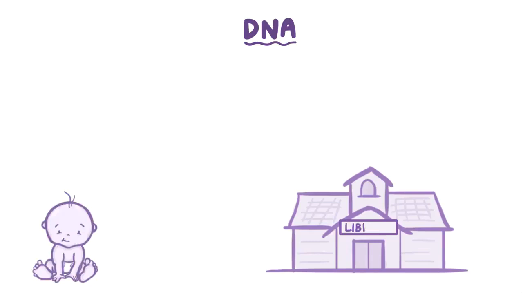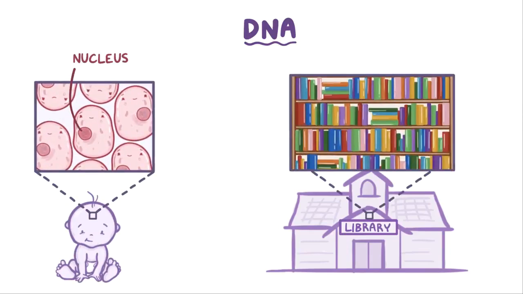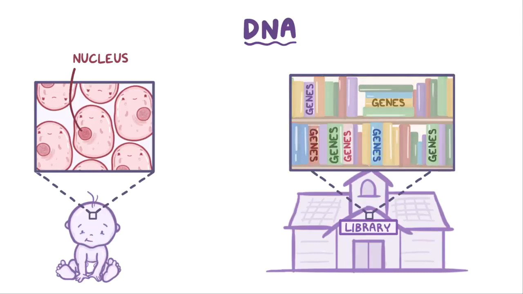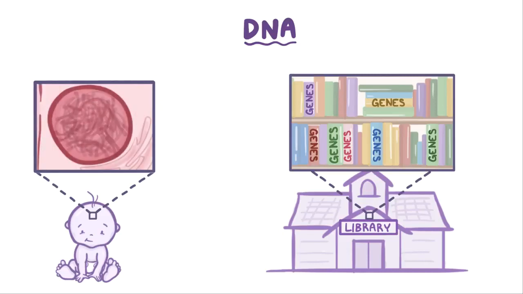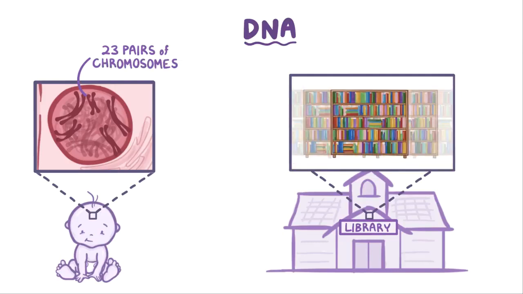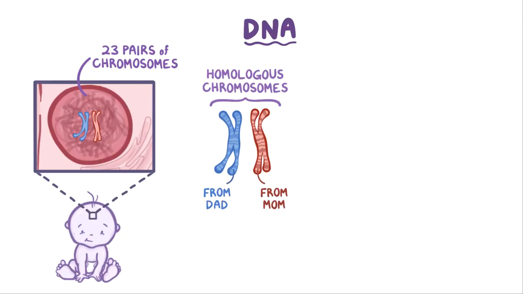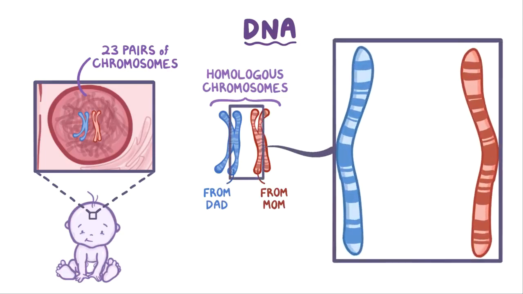Our DNA is like a library found in the nucleus of our cells, with thousands of books. Some of these books, called genes, are extremely important because they carry the recipes for every single protein found in the cell. These genes are scattered among 23 pairs of chromosomes, which are like the bookcases of the library. Chromosomes come in homologous pairs because one comes from mom and one comes from dad. Each chromosome of the pair carries different versions of the same genes, called alleles.